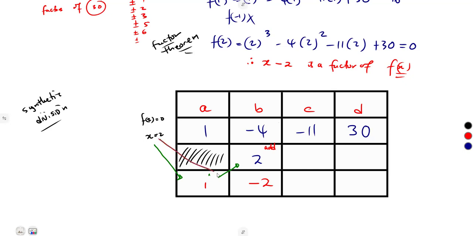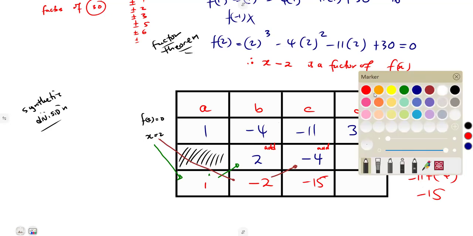You multiply 2 times what? 2 times -2. Whatever you obtain, you write it here. 2 times -2, that's what? -4. Then you are supposed to add -11 plus negative -4, like this. It is going to give us -15. All right, so that's -15 that you're going to have.